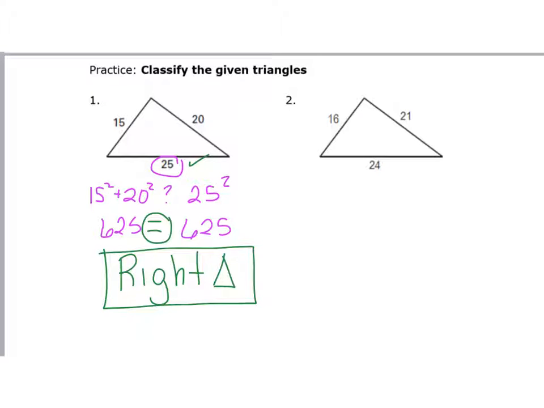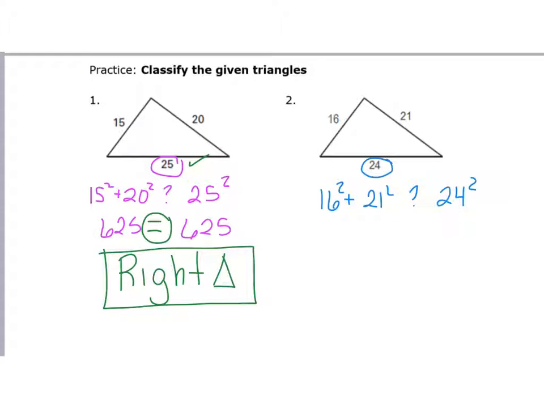Okay, let's look at number two. For number two, when I test it, the one I'm going to say would be the hypotenuse is the longest one, so that's 24. So I'm going to try 16 squared and 21 squared. I'm going to add those two together and see how that compares to 24 squared.